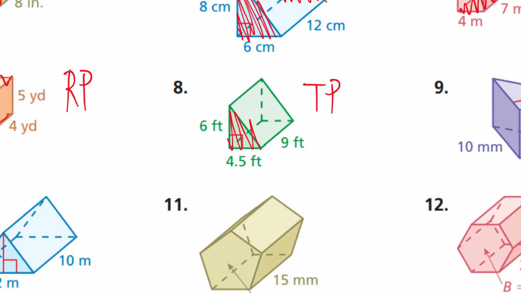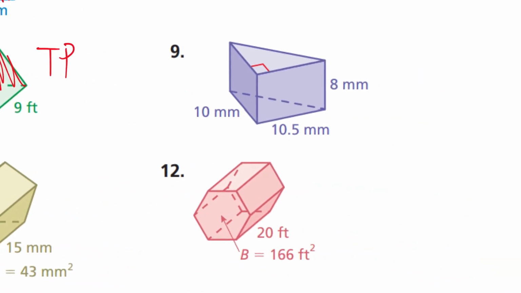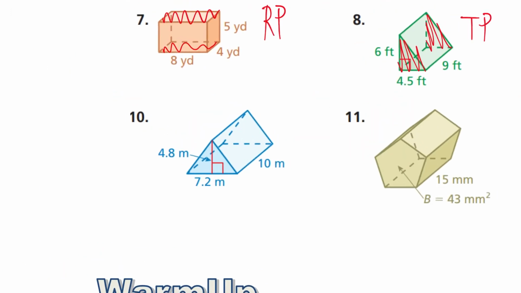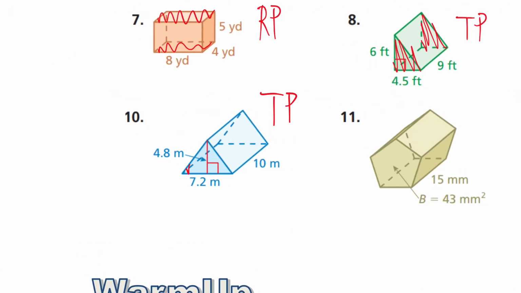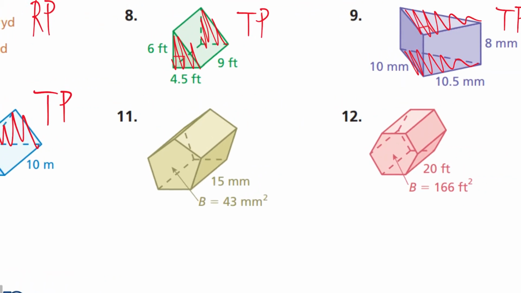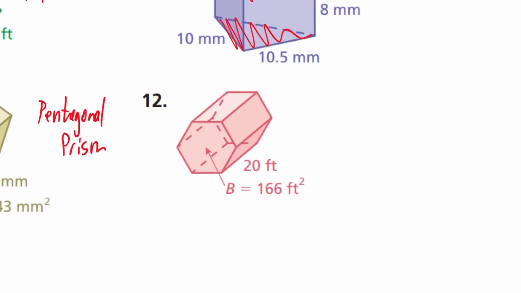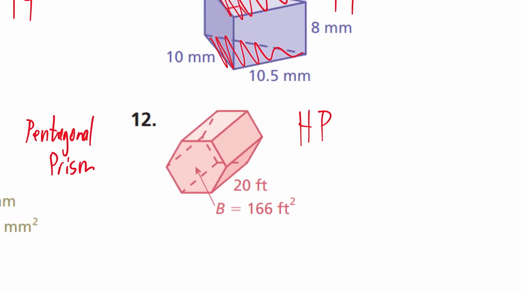Triangular prism. Here's a base, here's a base. Okay, triangular prism. Here's a base, here's a base. What's this one? Okay, this is a pentagonal prism. So here's one of the bases, the other pentagon's the other base, and then this one is a hexagonal prism, so that right there would be the base.